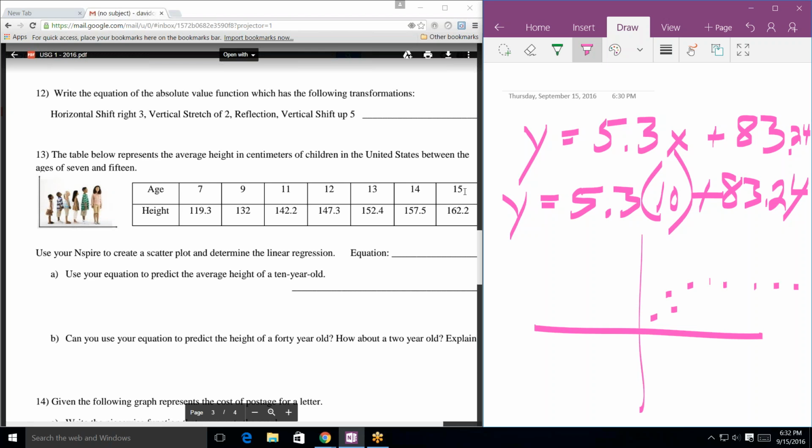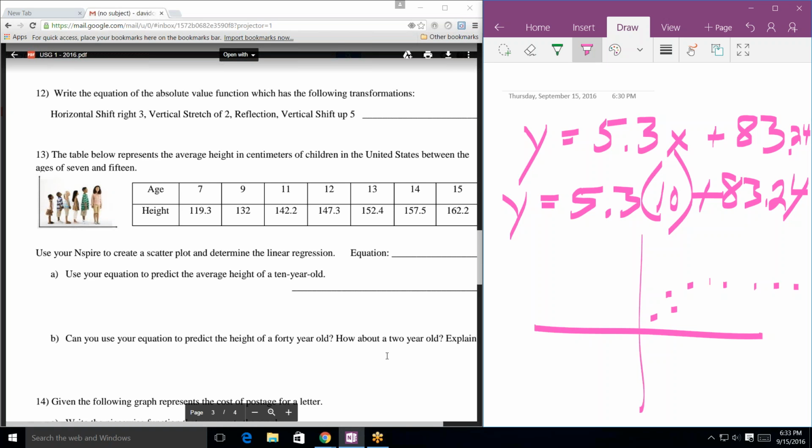You cannot plug in 40 for x, you'll get a huge number. And as much as a 40-year-old might like to be 8 foot tall, that doesn't happen. In other words, you do not grow linearly. You grow linearly between the ages of 7 and 12 maybe, or 7 to 15. But after that, you can't use it. And then it says, how about a 2-year-old? Well, I'm not sure you can even use it for a 2-year-old.